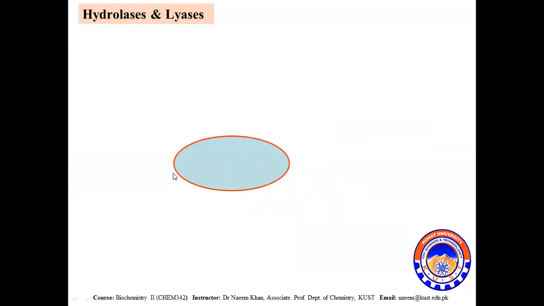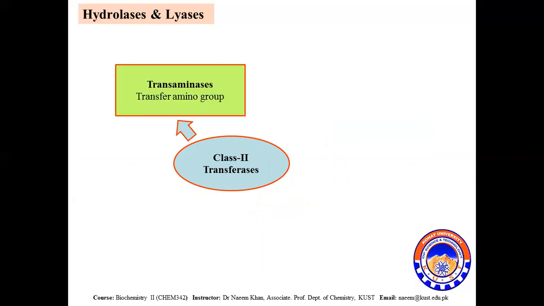Then the second main class of the enzymes we also studied was transferases. And transferase, we come to know that these are the enzymes which are catalyzing the transfer of a group of atoms from one substrate to another one. The subclasses of these enzymes included transaminases, means the enzymes catalyzing the transfer of amino group, especially in case of proteins, transferring the amino group from amino acids to a keto acid, converting keto acid to amino acid and amino acid to a keto acid.